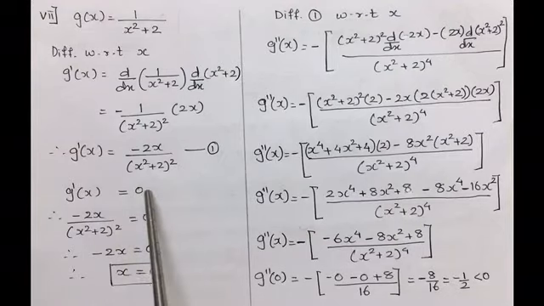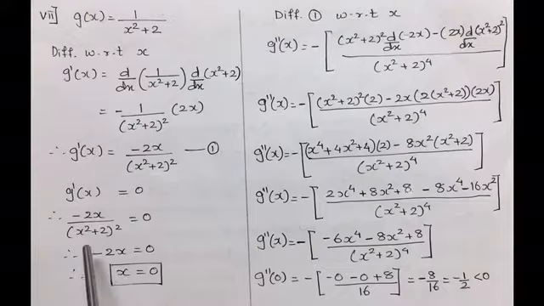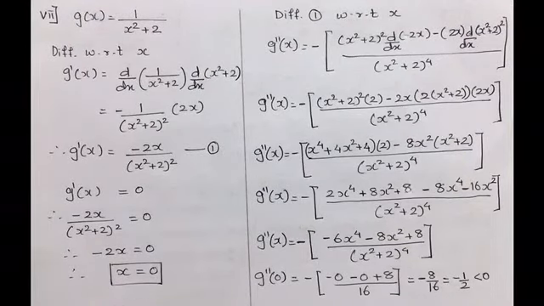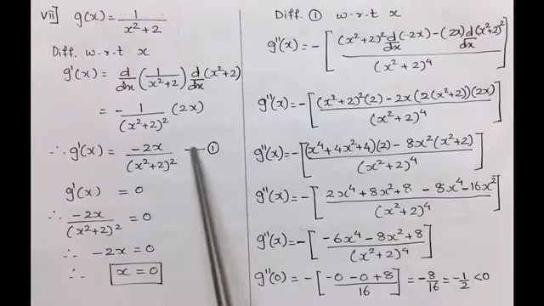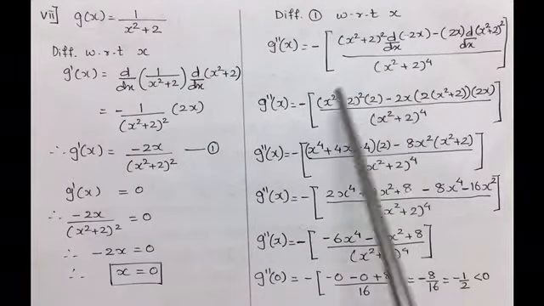Equating g dash x to be equal to 0, that is the first derivative, equating it to 0. We get the value of x as 0, because x square plus 2 whole square will be shifted and multiplied with 0 makes it 0. So here we got the value of x as 0, only one value. Now whether it is maximum or minimum, for that we have to take up the second derivative of the first one.